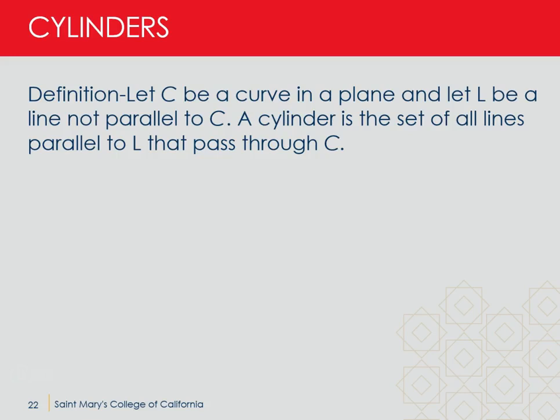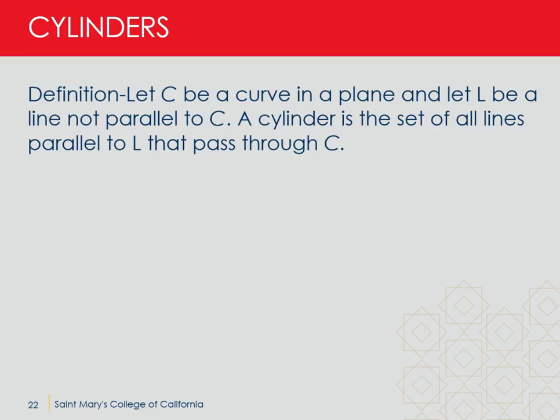Okay, and then one more shape we're going to look at is cylinders. So we have a sense of a cylinder in real life, right? A soda can we think of as a cylinder. The definition in math is a bit broader than that, and the picture will help us. So here's the definition. Let C be a curve in a plane, let L be a line not parallel to C, then a cylinder is all the lines parallel to L that pass through C. And really how we should think about it is all those parallel lines L.